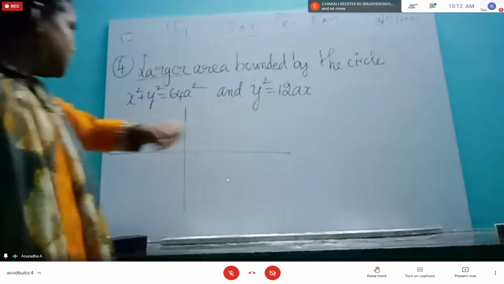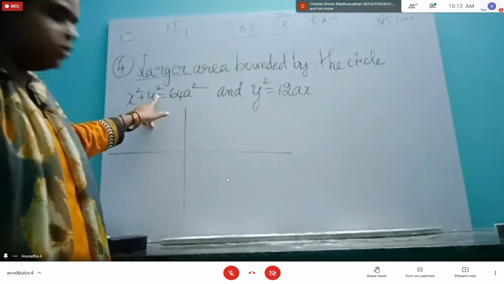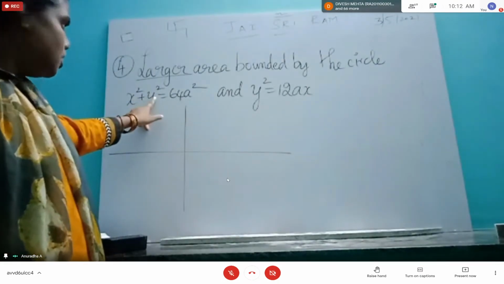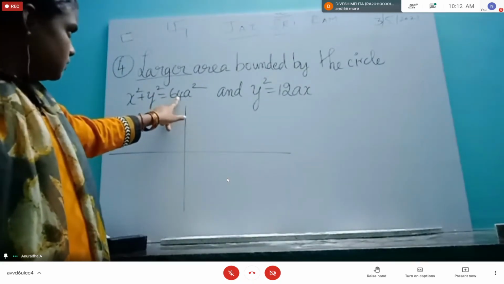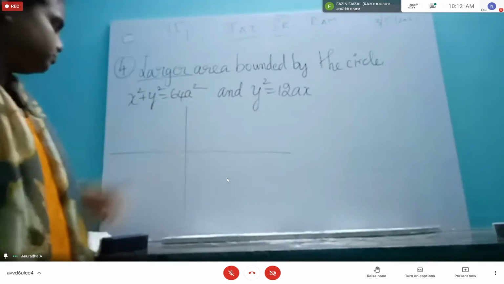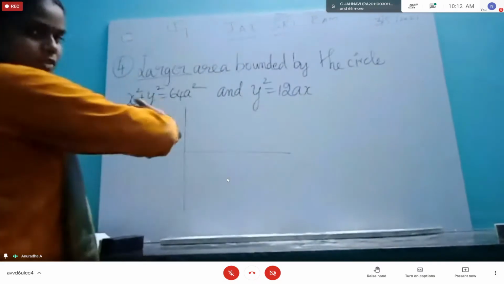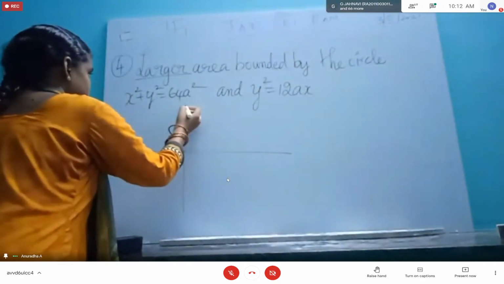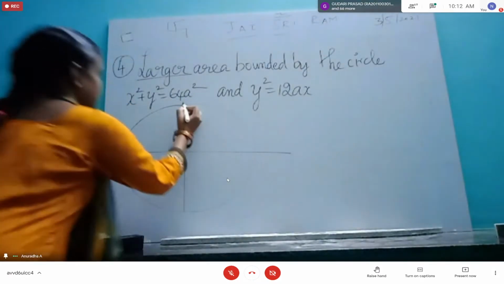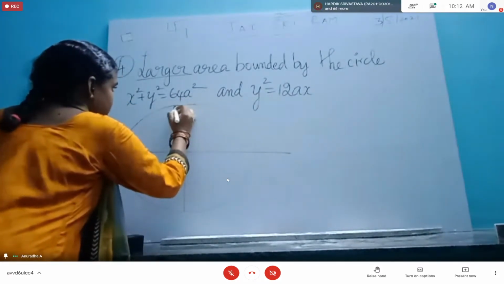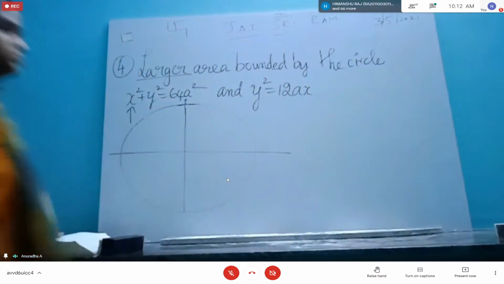We'll start with the parabola. It's easy. Or this also is easy. No problem. X, y, nothing. X minus, y minus. So origin is the center. What is the radius? 8a. So with origin as center and 8a radius, a big circle we are going to have. Something like this. This is going to be my circle equation.